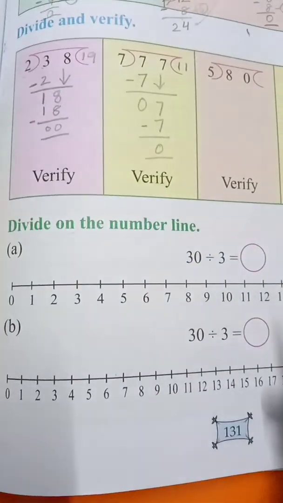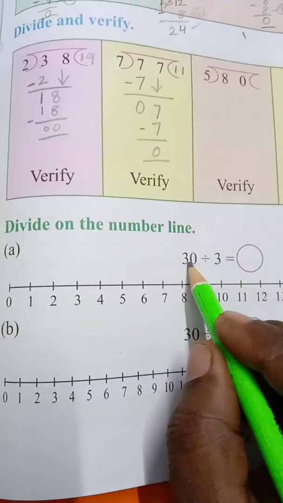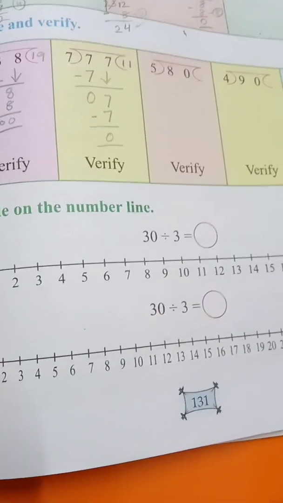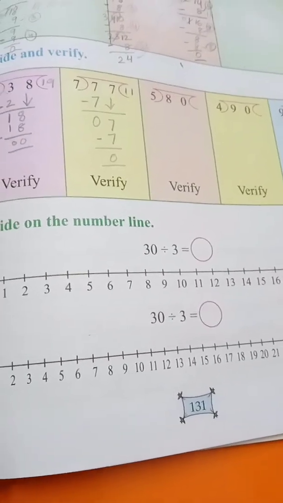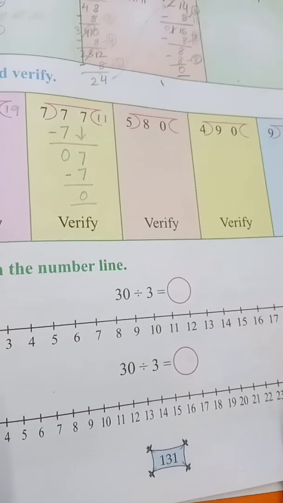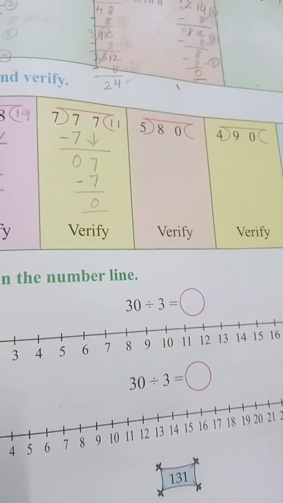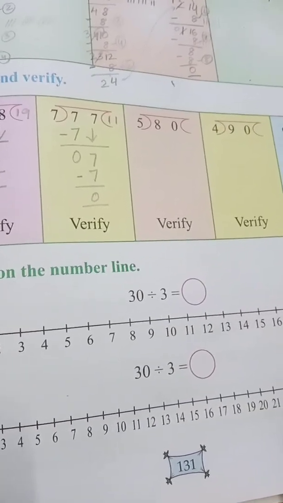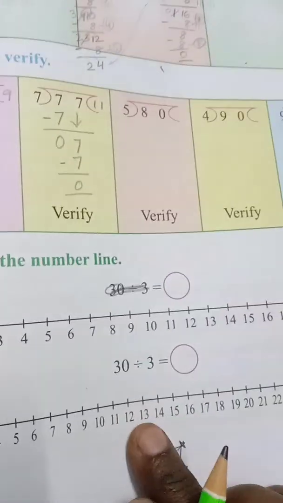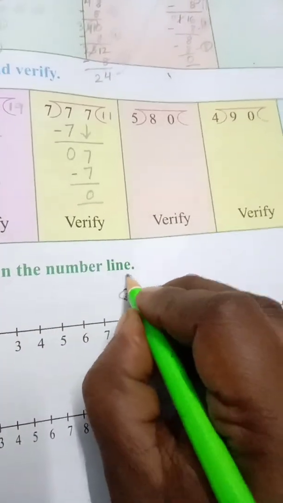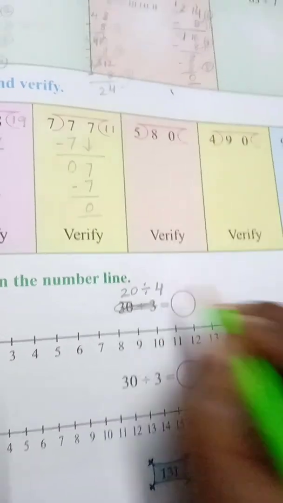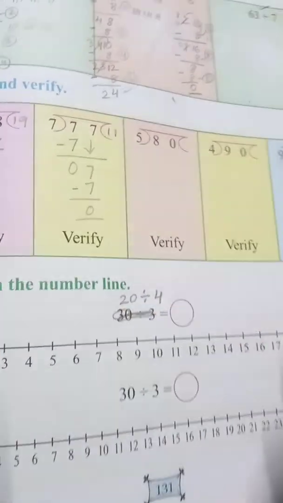Okay. Divide on the number line. 30 divided by 3. Here there might be some printing mistake. They gave only 20 numbers, but they are asking you to divide 30. Let us change. Change this problem. Here also. Let us change. 20 divided by 4. Okay.